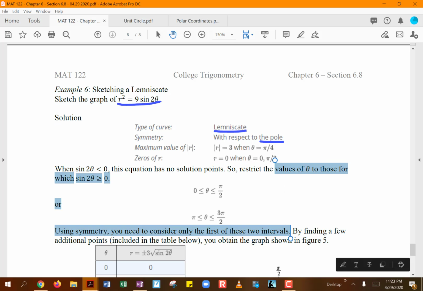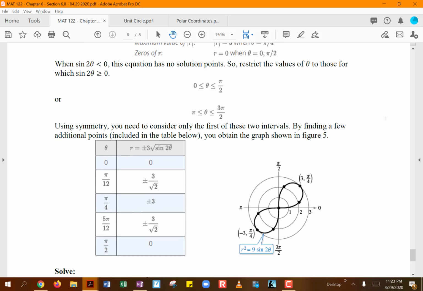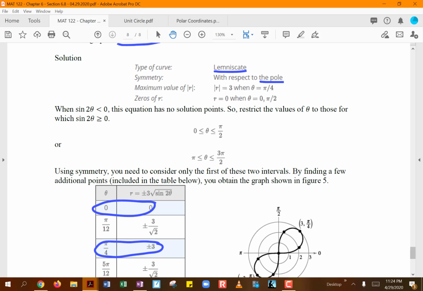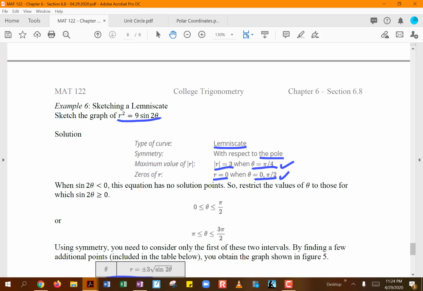Now from our table you can see that our maximum value is going to be right here at pi over 4. Our zeros are going to be at 0 and pi half, so you can kind of see those values right over here. Now here's the interesting part. You can see how we have r squared over here, right? If we take r squared of any number, it's always going to come out to be positive, because negative times negative will also give you a positive.